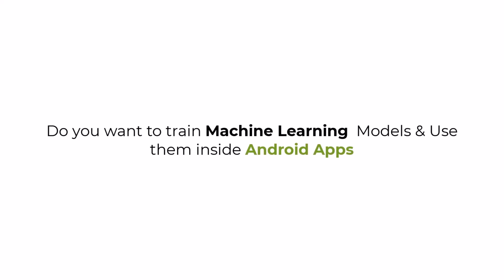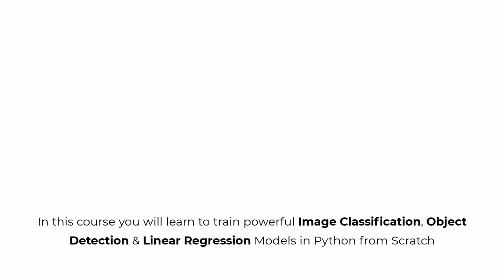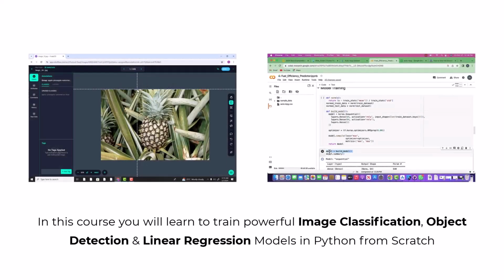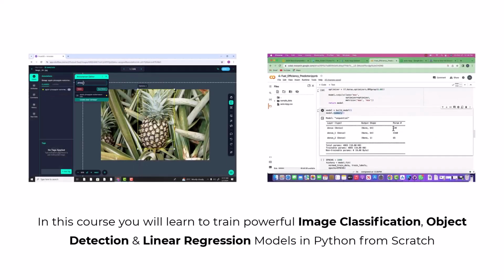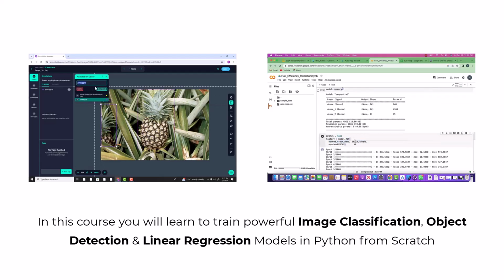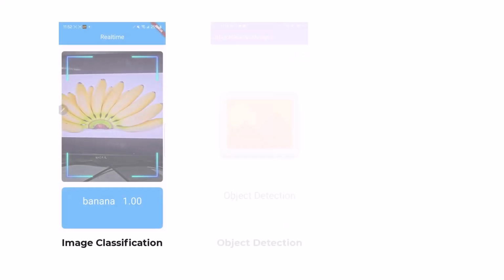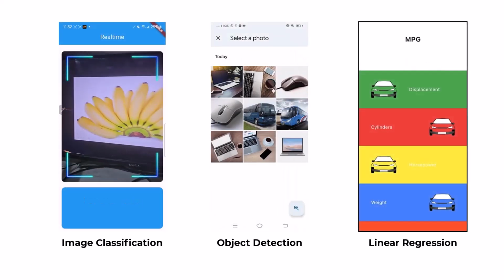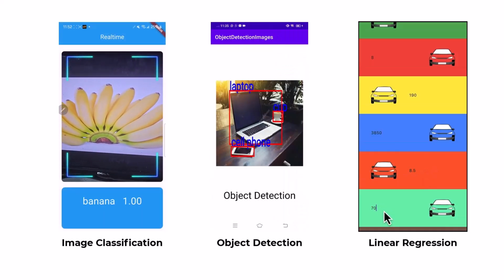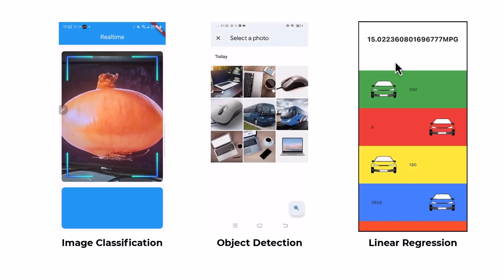Do you want to train machine learning models and use them inside Android applications? Then welcome to this course. In this course, you will learn to train powerful image classification, object detection, and linear regression models in Python from scratch. After that, we are going to convert these models into TensorFlow Lite format and use them inside Android applications.